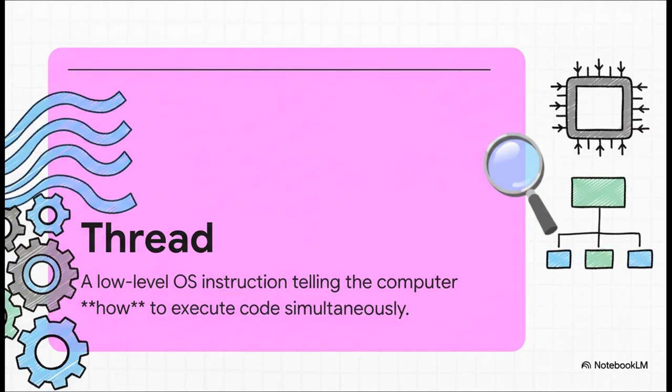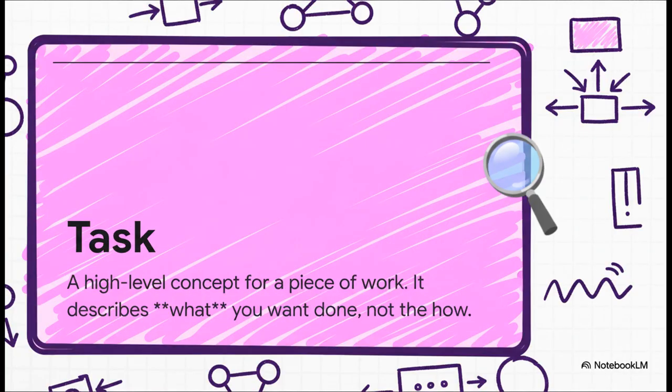You're managing the how. A task, on the other hand, that's a whole different ballgame. It's a much higher-level concept. A task just represents a piece of work that needs to be done. You're not giving out that step-by-step checklist anymore. Instead, you're just giving your team member a goal, and you're trusting them to figure out the best way to get it done. You're defining the what.